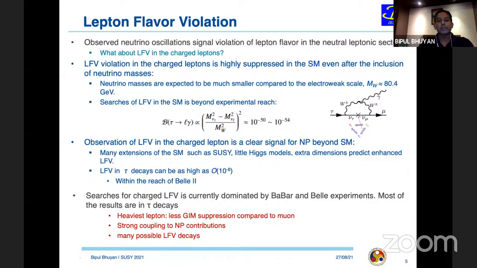Now, most of the current limits on charged lepton LFV are mostly dominated by the BaBar and Belle experiments at this time. Most of these results are coming from tau decays, mostly because it's the heaviest lepton, so there's less GIM suppression compared to the muon. And there's also strong coupling to the new physics contribution. And of course, there are many more possible LFV decays that can be studied using the taus.